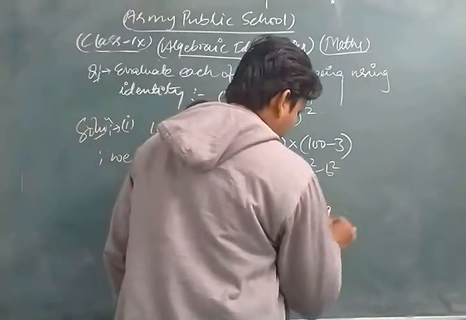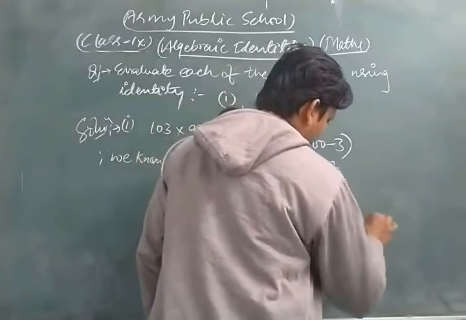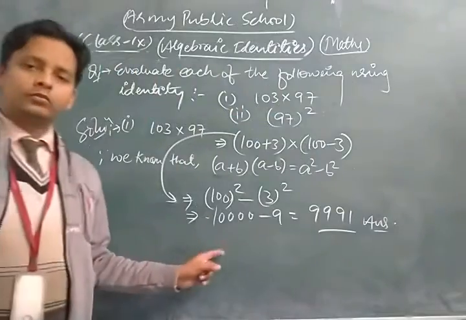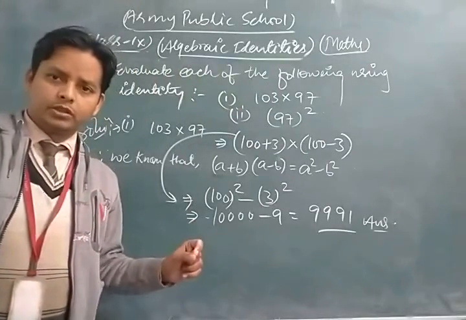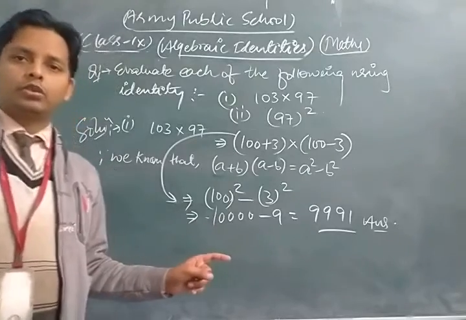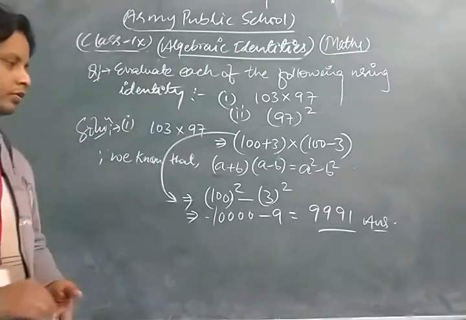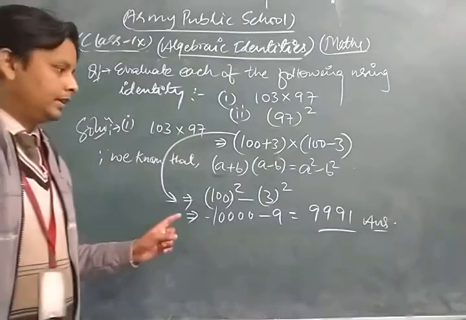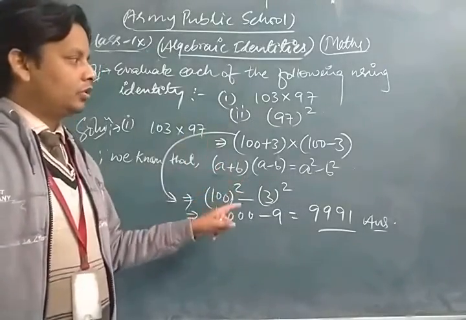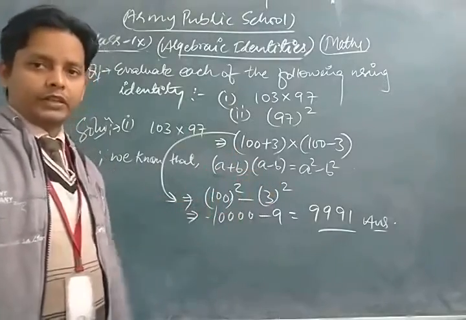So 9,991 is the required solution of the given question. Okay, dear student. So in this way, you can solve that type of question. Now similarly, here we use this identity. Now similarly, we can solve the second part of this question with the help of an identity. Let's see.